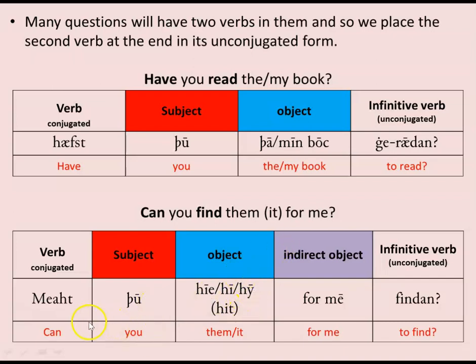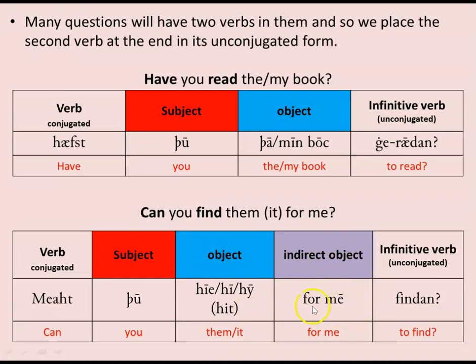If you want to talk about it, merkt thu hit for me finden? Can you find it for me? Can you it for me to find? So first verb goes to the front. It's conjugated, so second person present tense, singular, merkt for can. And then thu is you. The object is them, so him, who, or the object could be it. The indirect object is me, for me.